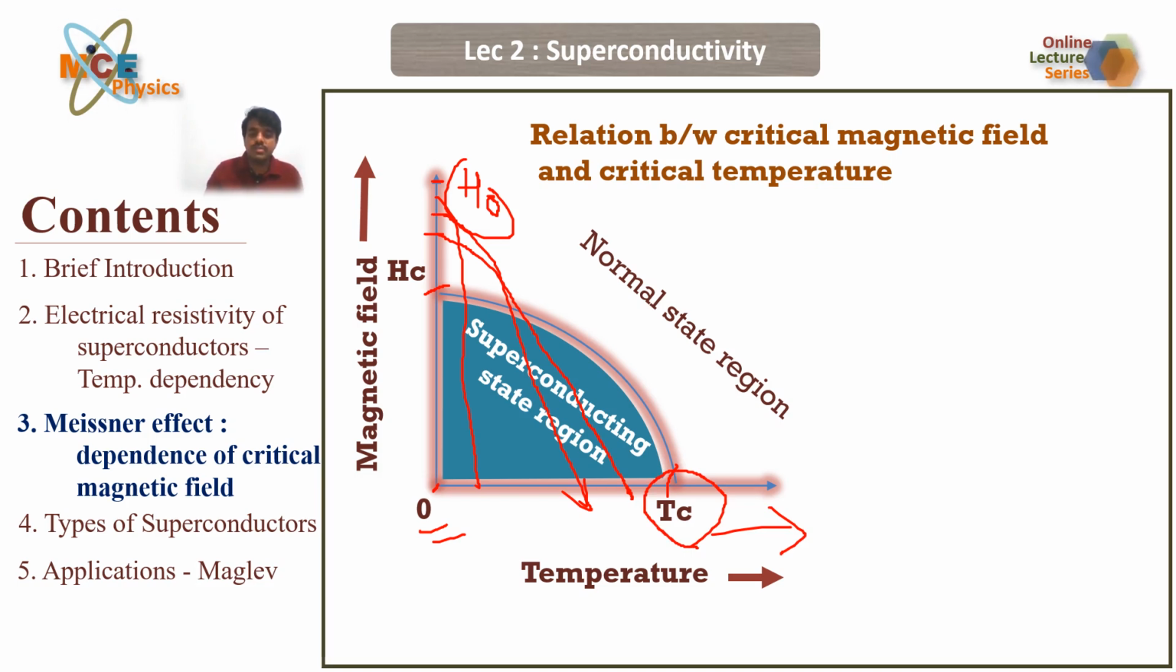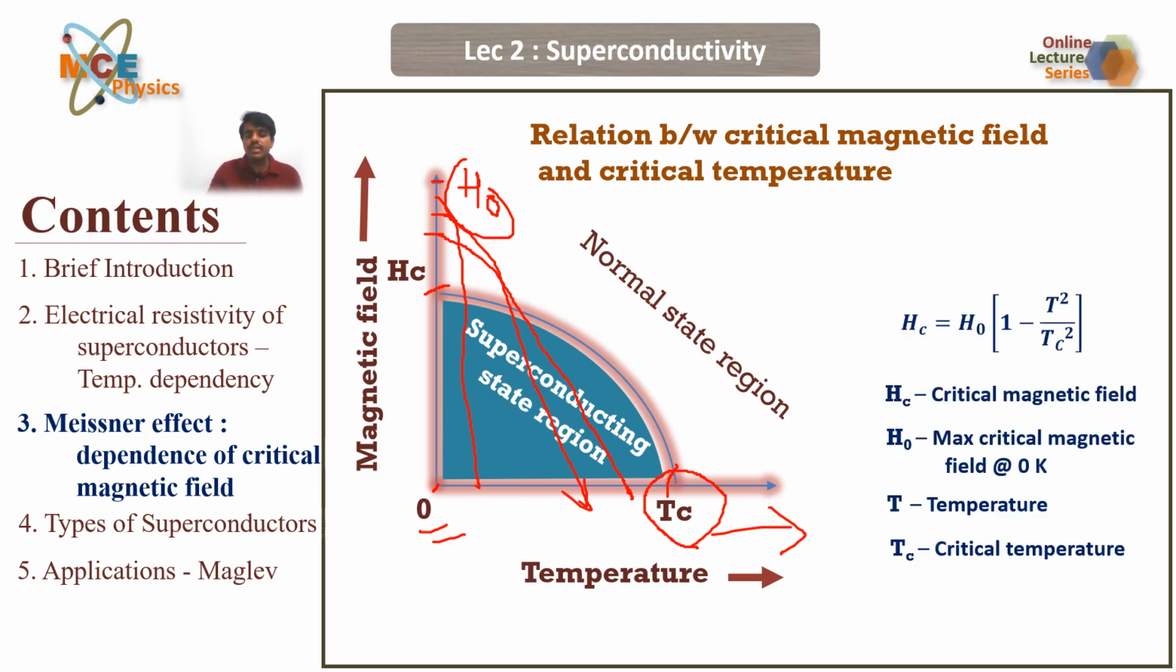Now let us have an equation, a mathematical statement for this: the relation between H naught, T and Tc. Tc is the critical temperature, and Hc is the critical magnetic field at a particular temperature. H naught is nothing but the critical magnetic field at T equal to 0. T is the temperature at which the material is kept, and Tc is the critical temperature. So that is the relation between Hc, H naught, T and Tc.